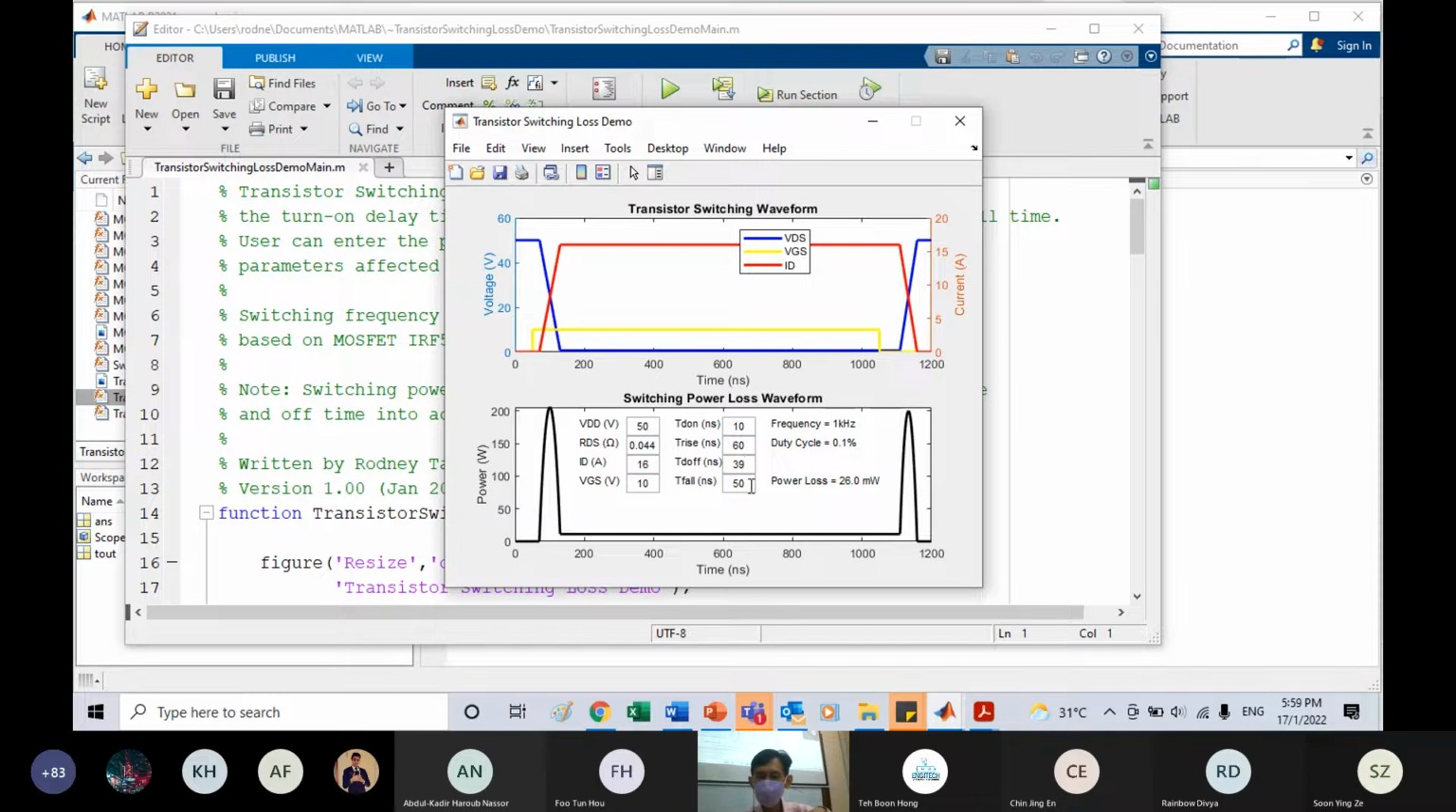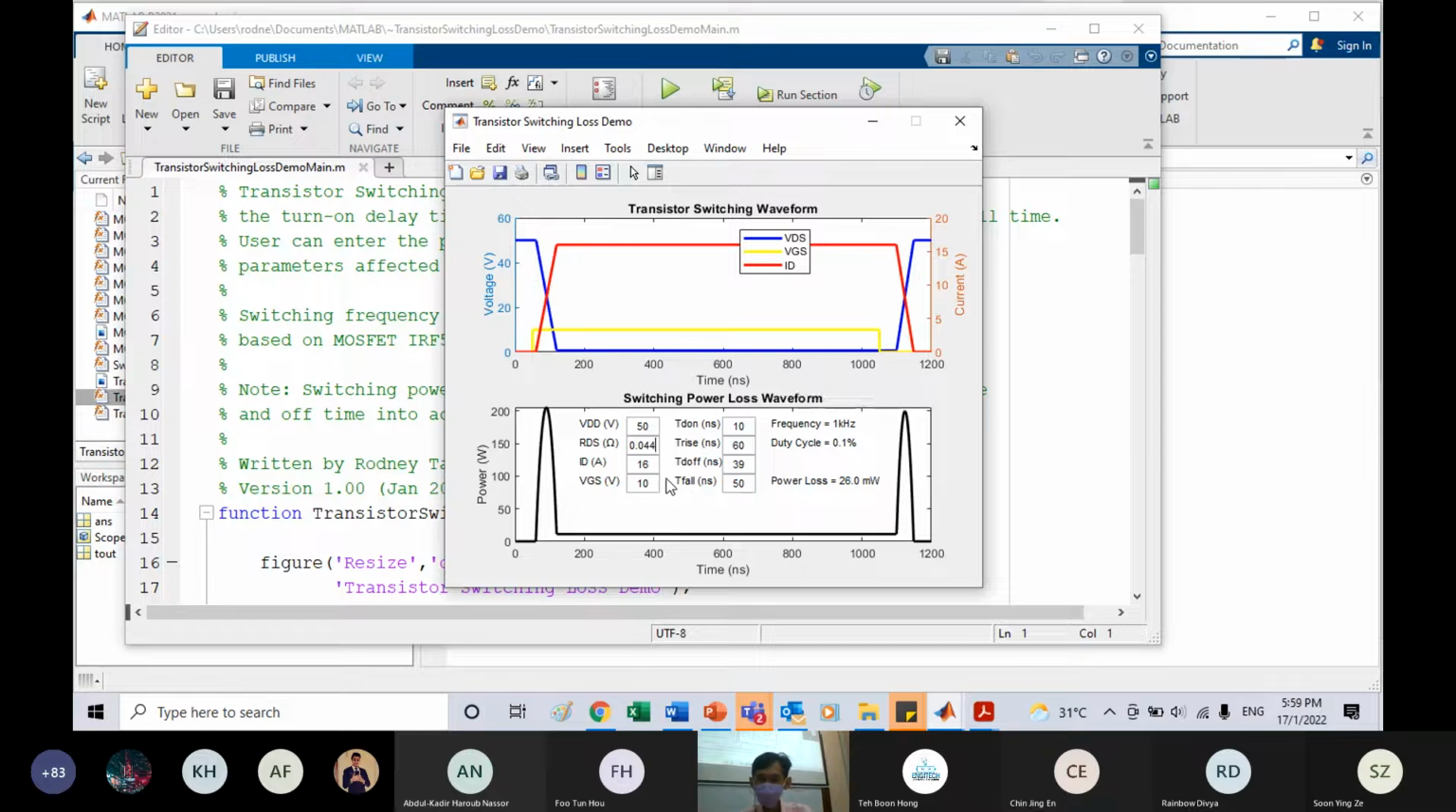So you can actually play around with these numbers and see where this power loss came from. Okay, like I said, this is just a demo to let you all see, because in the textbook, they only show you this, but they didn't show you the one at the bottom. Okay, so this is very important. You will have a power loss spike during the on transition and the off transition.